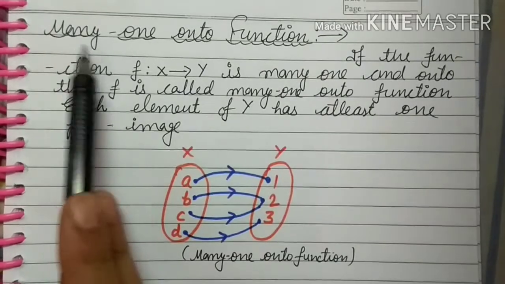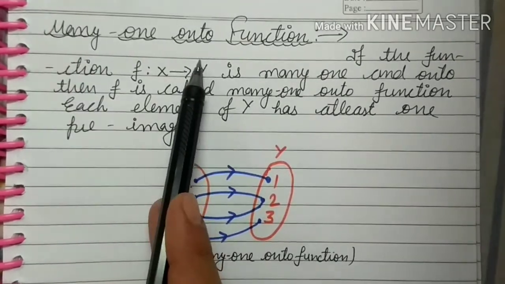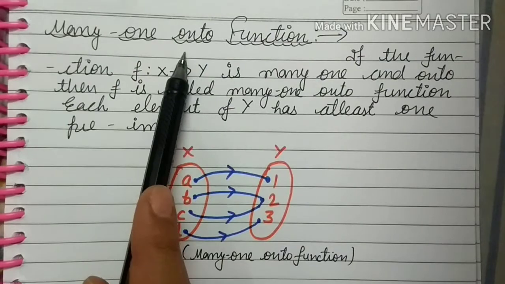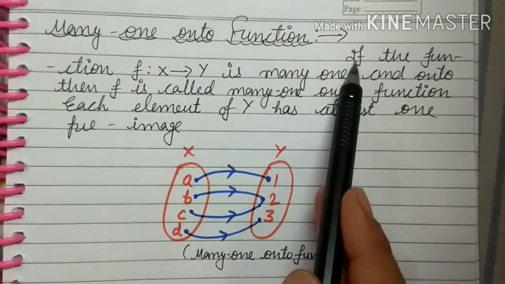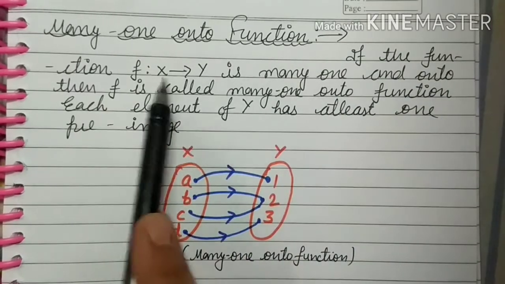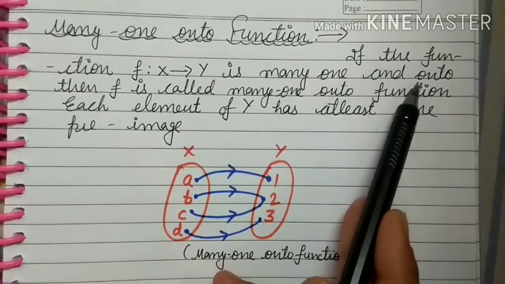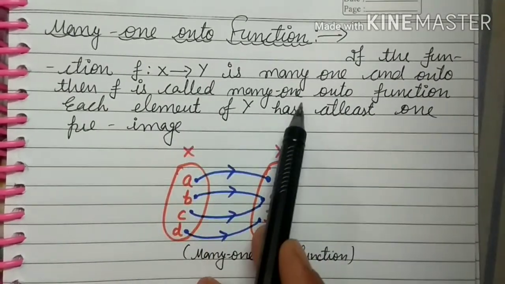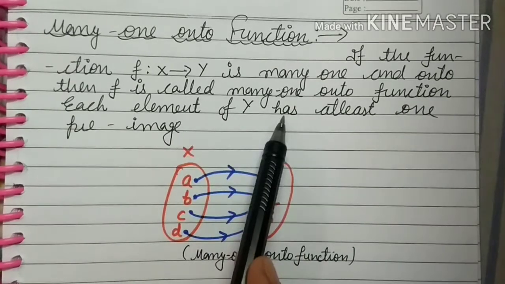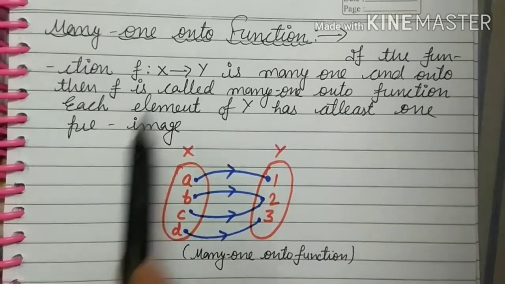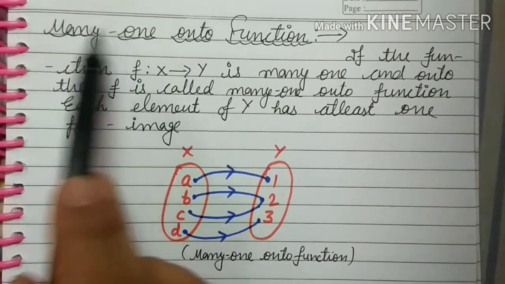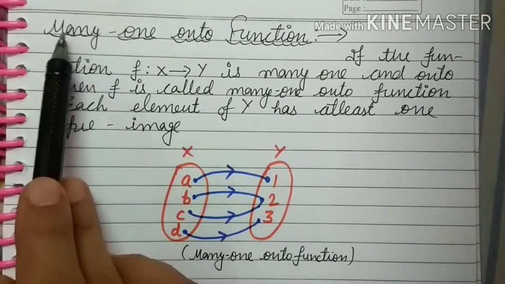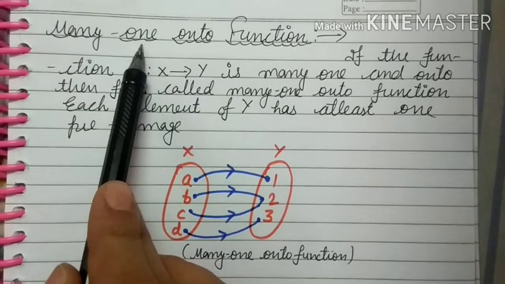The last function is many-one and onto function. The function which is many-one and onto is called the many-one onto function. So define it here as: if the function f from x to y is many-one as well as onto, it is called the many-one onto function. Each element of y has at least one pre-image according to the definition of onto, and according to the definition of many-one, कम से कम दो elements की आपको एक image मिलेगी.